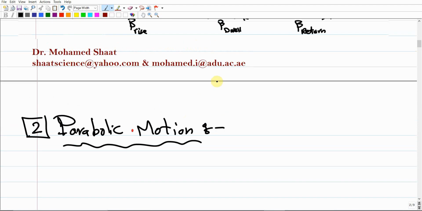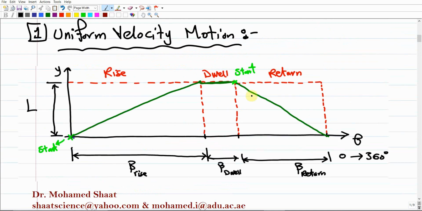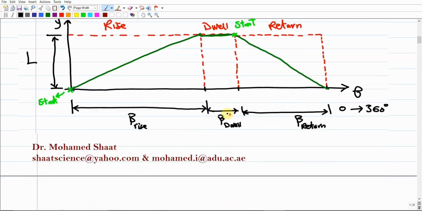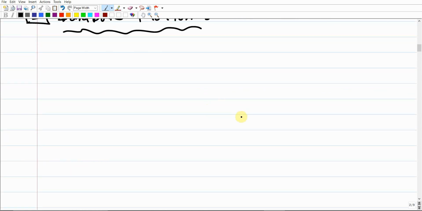So we're going to do the same. We're just going to do the same breakdown as we represented here for the uniform motion in the displacement diagram. We're going to break it down into three periods or three events: rise, dwell, and return, as we already did here. So I'm just going to copy this figure.